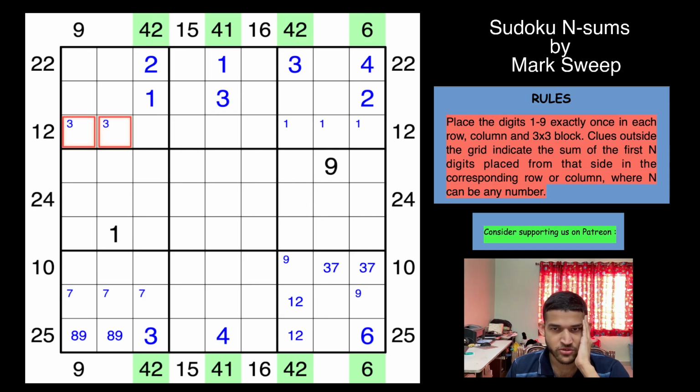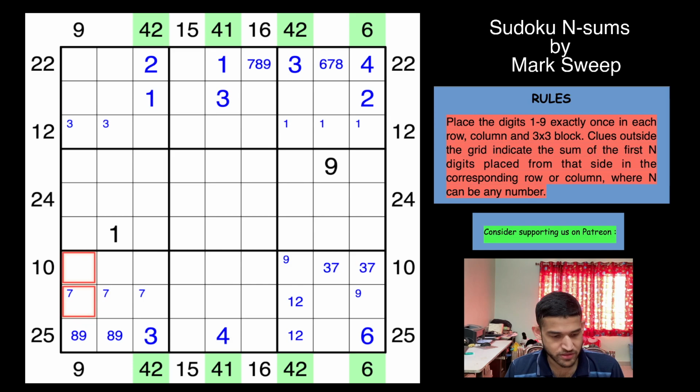And look at this 22. These 4 cells sum to 22. So which means these 2 cells sum up to 15. So only possibilities 9, 6, 7, 8, 7, 8. 1 here gives a 1 here.